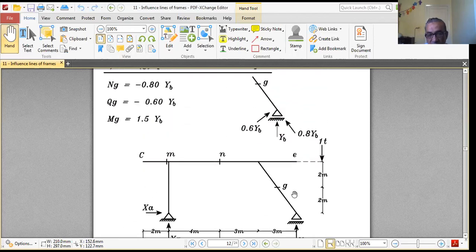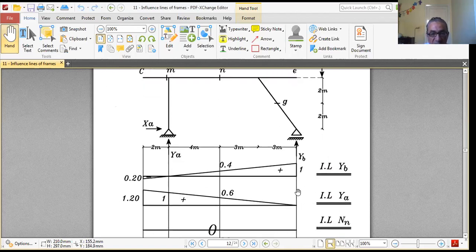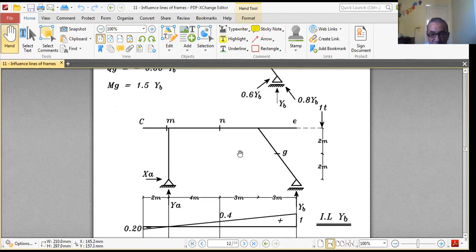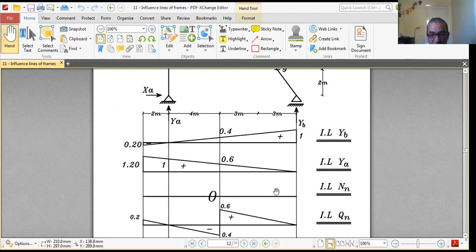Okay. So N at G equals minus 0.8 Y_B. Q at G equals minus 0.6 Y_B. M equals 1.5 Y_B. So the influence line of Y_B is 0 to 1, 0.4 over here, and minus 0.2 from similar triangles. For Y_A, 1 to 0, 0.6, similar triangles extend to 1.2. Influence line of N_N: it doesn't matter where the load is, N_N is equal to 0 because the reactions X equal 0.